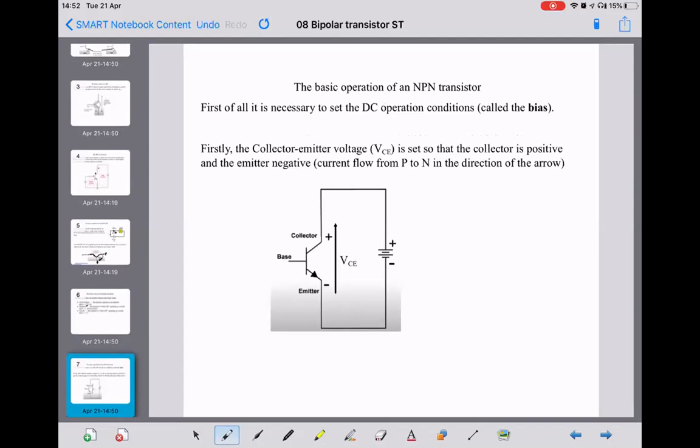So when you want to operate the NPN transistor as a switch, or as an amplifier actually, but there's a bit more to it when it's an amplifier, you have to set up what's called the DC operating conditions or the bias. So what we'd first do is apply a voltage VCE to the collector emitter terminals, such that on an NPN transistor you've got the positive to the collector, the negative to the emitter.